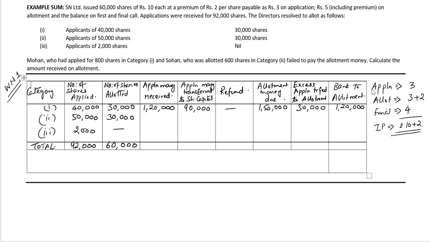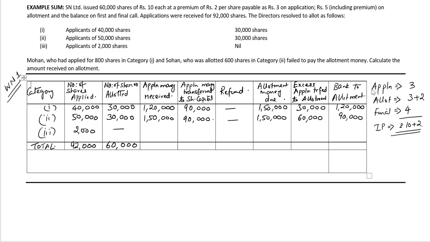Let's go on to category number 2. Application money received, number of shares applied 50,000 multiplied by 3 rupees per share, 1,50,000 rupees. Application money transferred to share capital, 30,000 shares allotted multiplied by 3 rupees per share, 90,000 rupees. There will not be any refund. The allotment money due is 30,000 shares multiplied by 5 rupees per share, 1,50,000 rupees. Excess application which is transferred to allotment is 1,50,000 minus 90,000 rupees, which is 60,000 rupees. And the bank to allotment figure is 1,50,000 minus 60,000 rupees, which is 90,000 rupees.